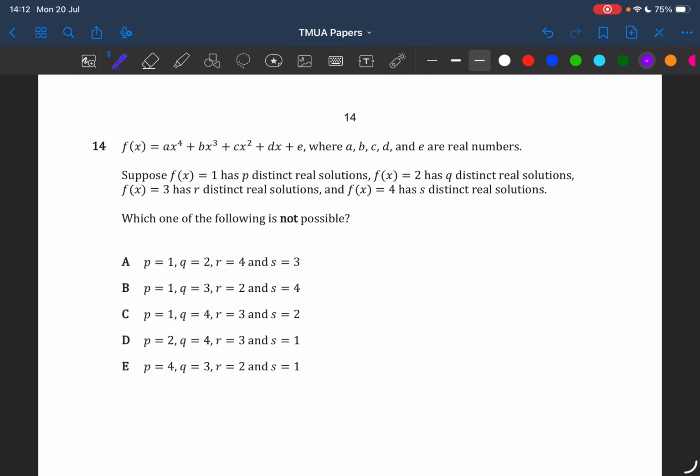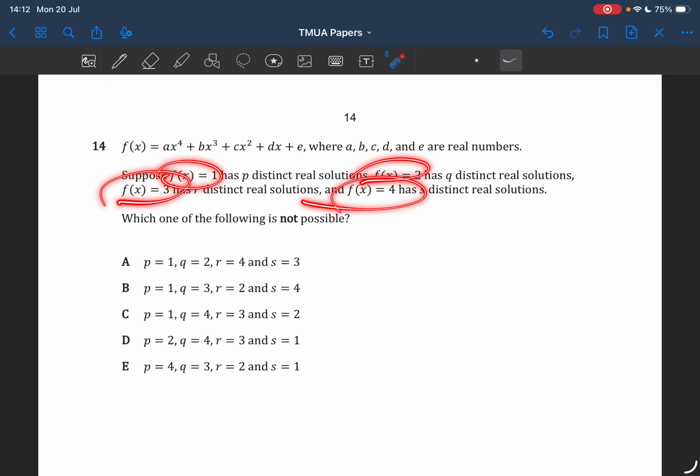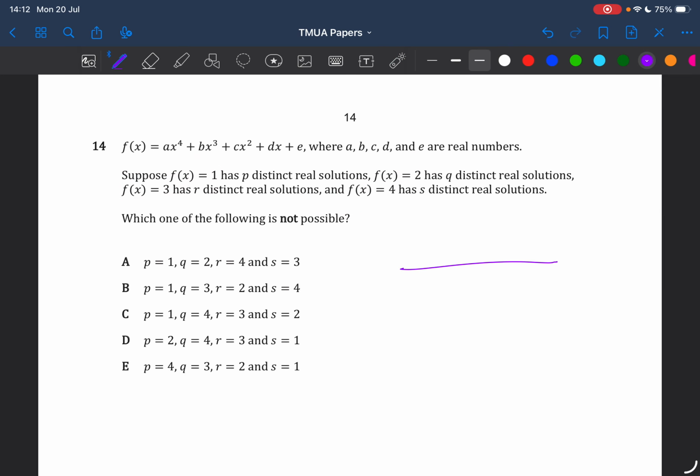Question 14 then. We've got some quartic polynomial. We've got 5 real numbers. F equals 1 has P solutions, 2 has Q, 3 has R, 4 has S. Which of the following is not possible? So 1, 2, 3, 4. Let's draw some lines out.